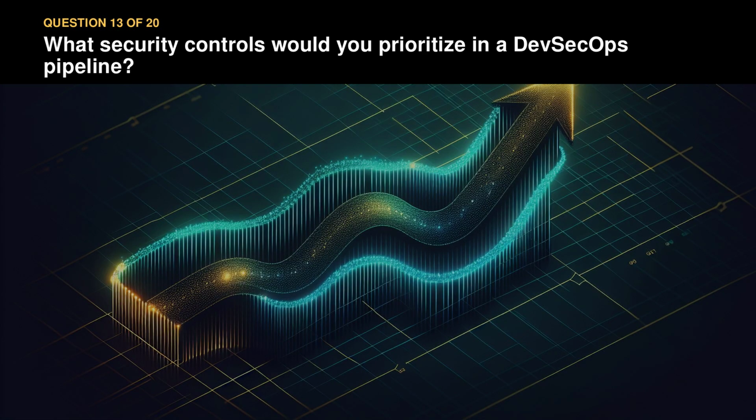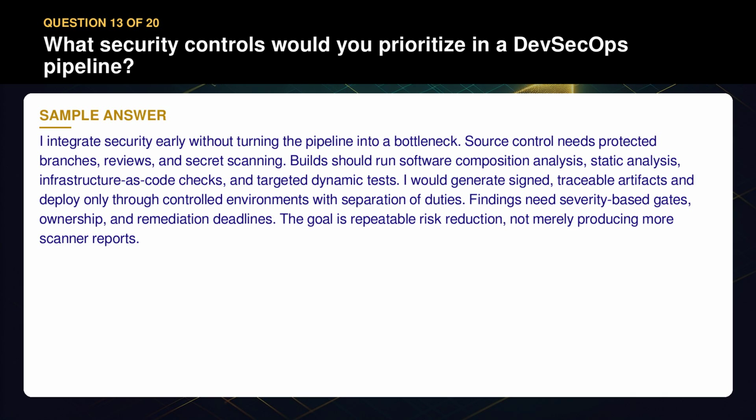Question 13. What security controls would you prioritize in a DevSecOps pipeline? I integrate security early without turning the pipeline into a bottleneck. Source control needs protected branches, reviews, and secret scanning. Builds should run software composition analysis, static analysis, infrastructure as code checks, and targeted dynamic tests. I would generate signed, traceable artifacts and deploy only through controlled environments with separation of duties.